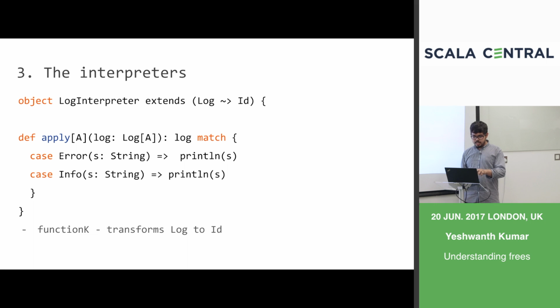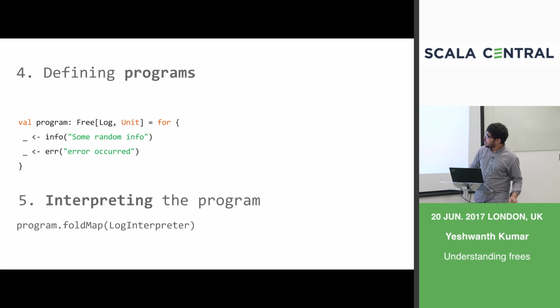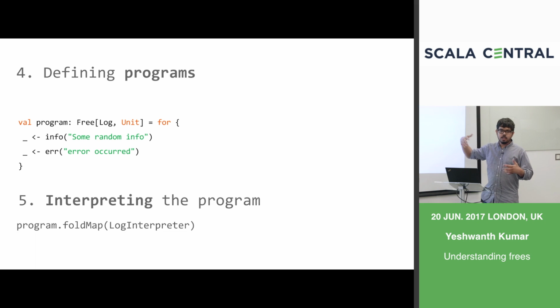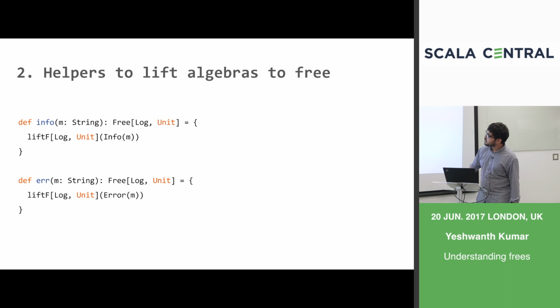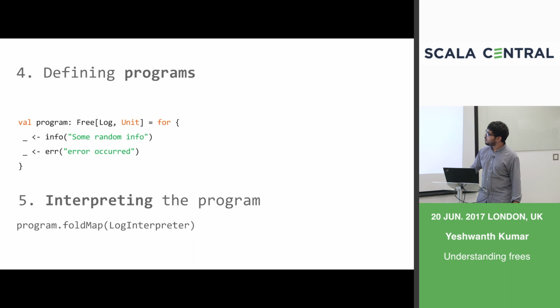So make sense? So in this case, we're saying we have an apply method which takes error and info. So let's look at the program. This is the program, your business logic. So over there, when you use info and error, of course it's going to be a lot more depending on your algebras. So when you use info and error, we know that it's lifted info and error. It's lifted to Free context. So obviously you'll be able to flatMap them.